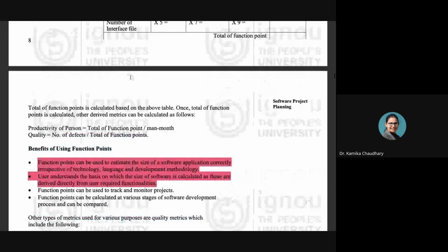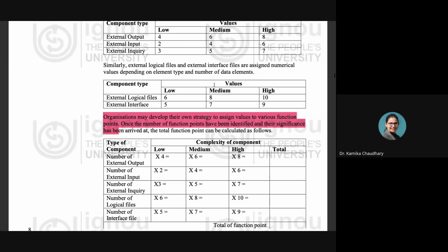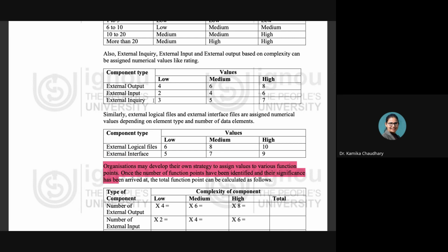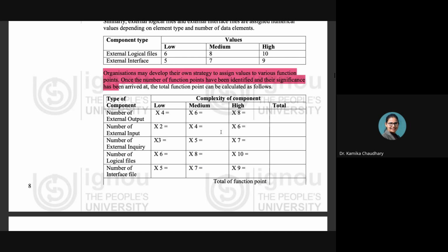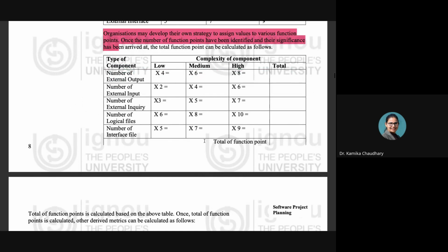And all these numbers totally depend on the organization and their strategy to assign these numbers and to decide the range also, that from where to where the numbers are assigned in the low range, in the medium range, and in the high range. Then the total is performed for each and every component, and that total is going to be called our function point. After that, we calculate the productivity of the person and the quality of our software by performing this computation. Now we are going to see what are all the benefits of using the function point, right?